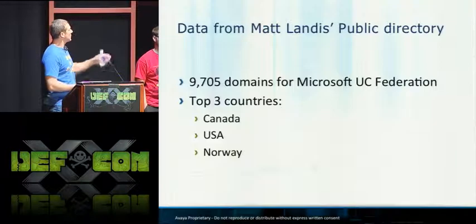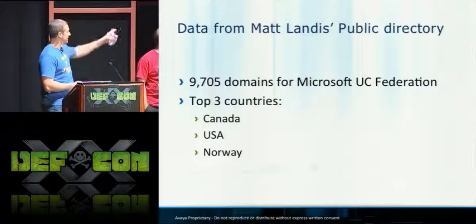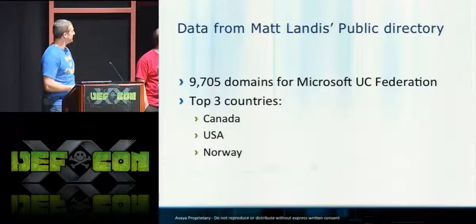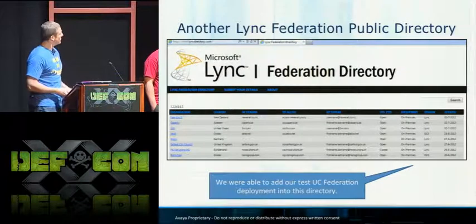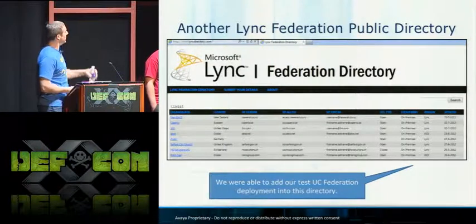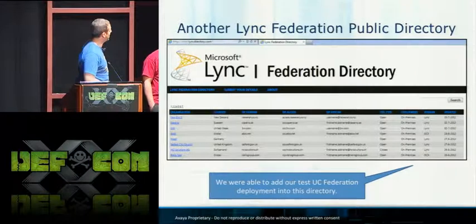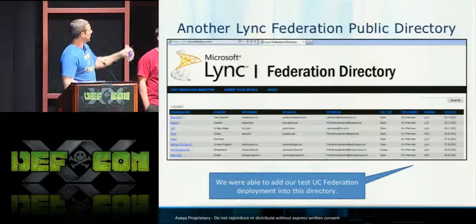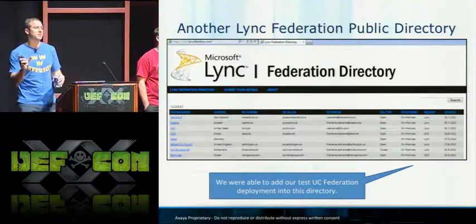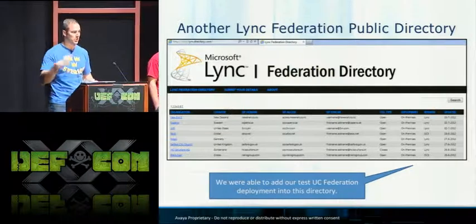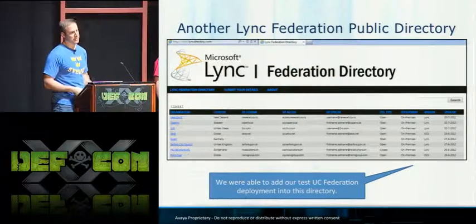Now, this is really interesting because it's a spreadsheet you can download, and you can see the top 3 countries are Canada, USA, and Norway, with 9,700 domains. This is a second directory that we found. It's linkdirectory.com. It's a public directory. You can go look at that. We were able to add our test UC Federation deployment in this directory. They granted us in. I think it had something to do with the certificate that we initially had. We went out and purchased a real certificate, and we advertised ourselves the right way. So we'd probably get into that other directory if we went back.